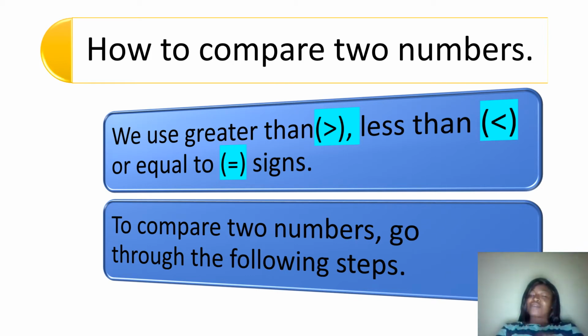So anytime you hear greater than, your right hand should come into your mind. Less than, your left hand should come into your mind. So to compare two numbers, go through the following steps. We have 5 steps that will help us to compare two numbers. So let's see the first step.